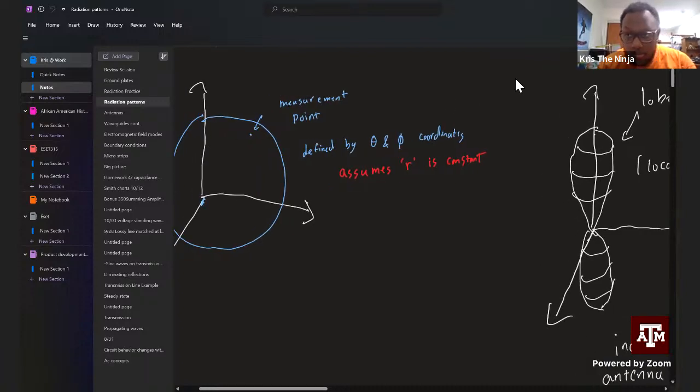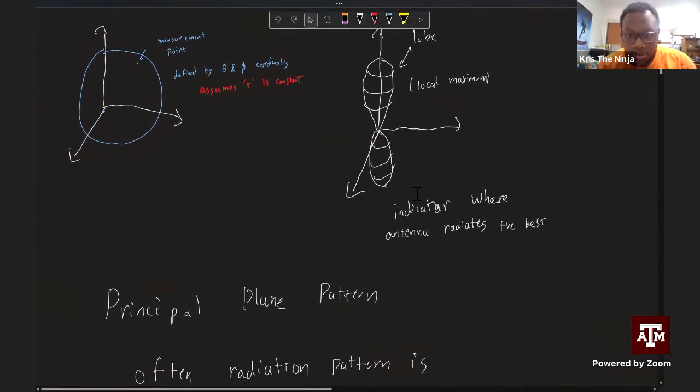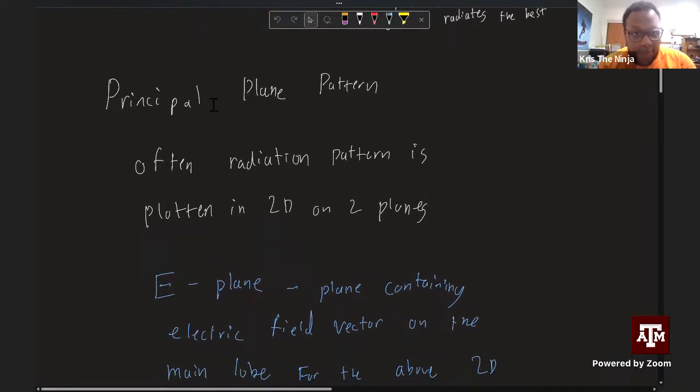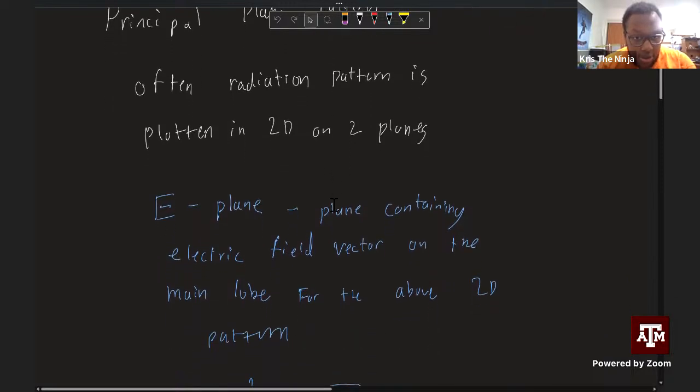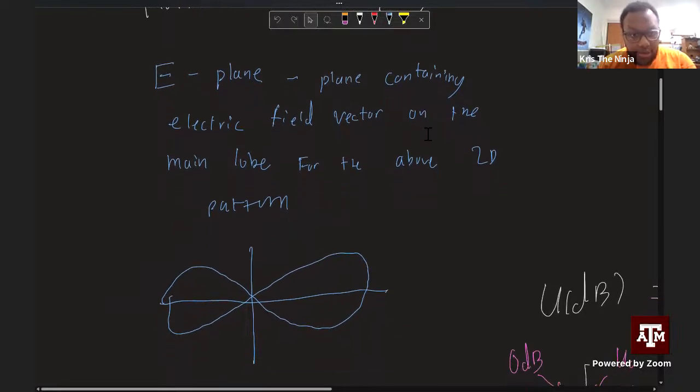So we have radiation patterns. Most times you'll end up having lobes, because we can only radiate in a direction. The principal plane pattern, often called the radiation pattern, is plotted in 2D or on 2D planes. So the E plane contains the electric field vector on the main lobe above the 2D pattern.